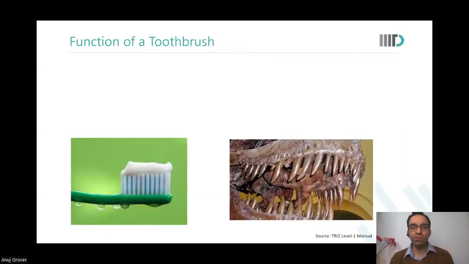What is the function of a toothbrush? So there are these dirty teeth of a dinosaur. What does a toothbrush do? Sorry, I could not understand, Anuj. There was a crackling sound when you were speaking. To wash it. Okay. Wash, what is the object of the cleaning?